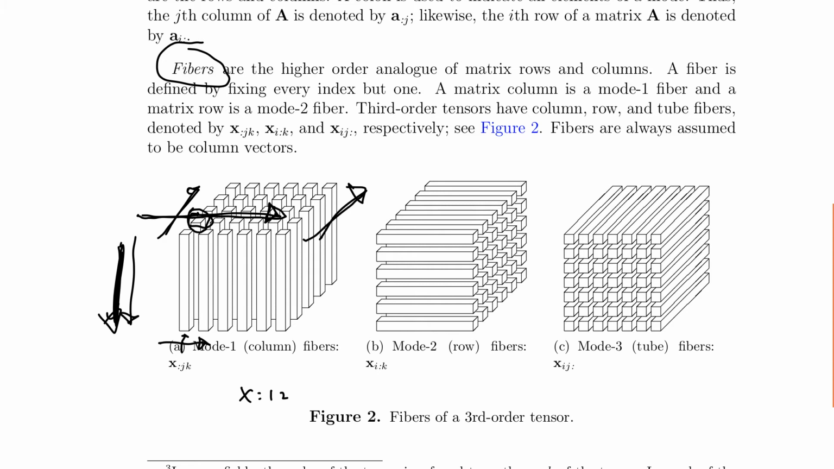So we can pull out each of these columns, as they indicate. This is the column fiber, sometimes known as the mode-1 fiber, because mode 1 is the first index. We call it the mode-1 fiber. Similarly, we can have the mode-2 fiber and the mode-3 fiber. This is the concept of a fiber: you pull out a one-dimensional object from a tensor, and we call it a fiber.